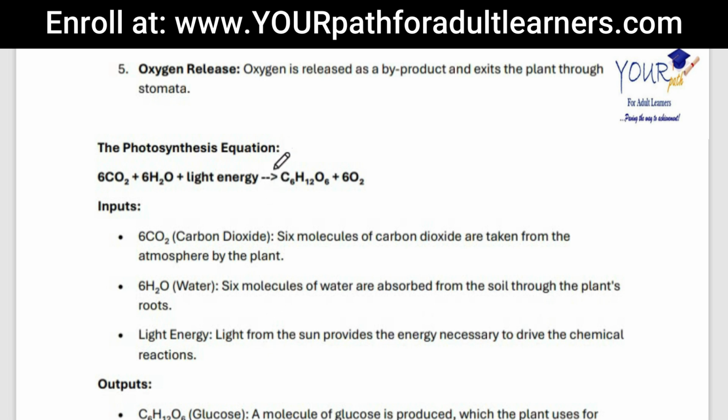Now this arrow here represents the actual chemical reaction. The arrow going one way represents that this is a one-way reaction. There's an input and there's an output here. Sometimes when there is a two-way reaction, you'll see the arrow going also in the opposite direction. That is not the case with photosynthesis. So this is an input and it yields an output.